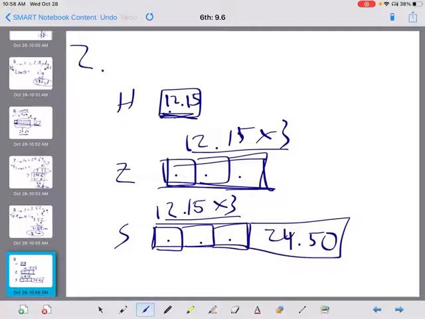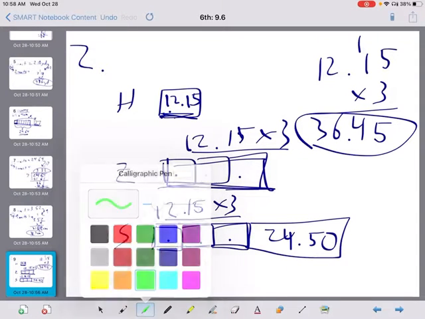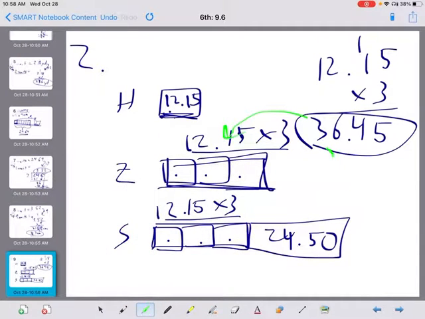Now, if I do 12 and 15 hundredths times 3, 5 times 3 is 15, 3 times 1 is 3, plus 1 is 4, 3 times 2 is 6, 3 times 1 is 3, and there's my number there. So 36.45, that is going both here and here, and I would need to add that plus the 24.50 to get the answer there.